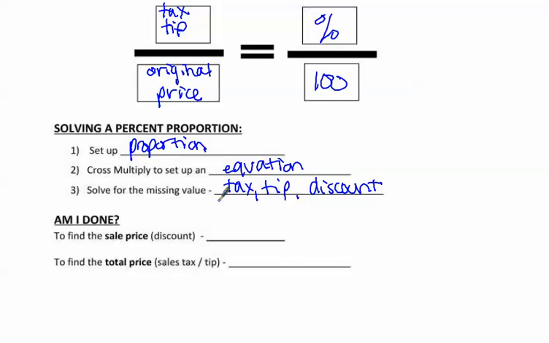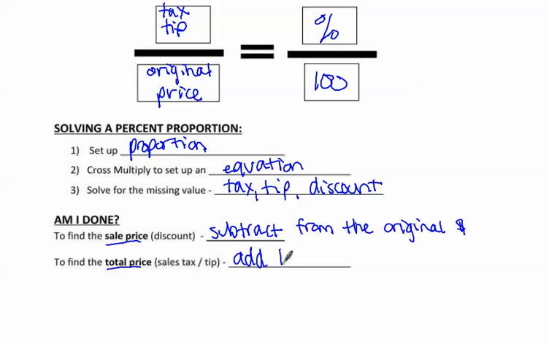Am I done? No. To find the sale price of a discount, you want to subtract from the original price. To find the total price, when that's adding tax or tip in, you want to add to the original price.